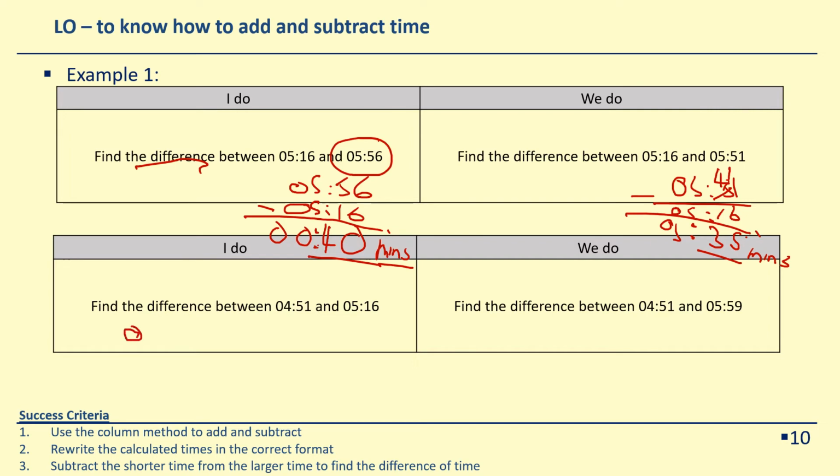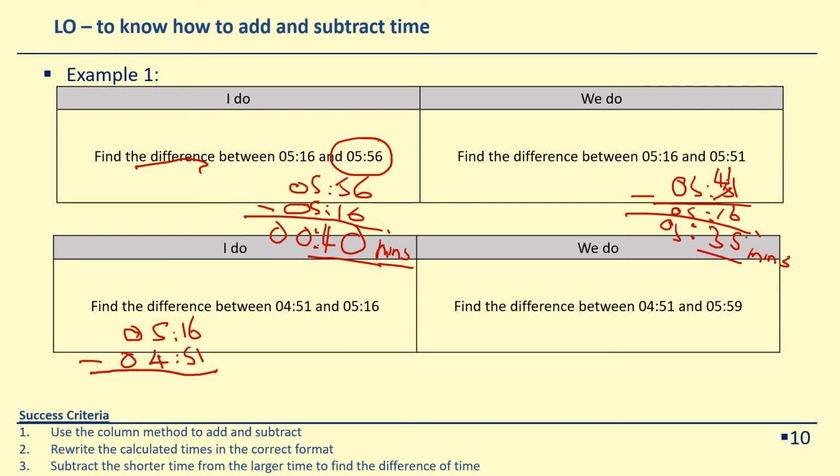Big number on top. So we want 5 hours 16 subtracting 4 hours 51. So we're going to maybe exceed some marks here. So can we do 16 take 1? Yes. Sorry, we can't do 16 take 51 because it would be a negative number.